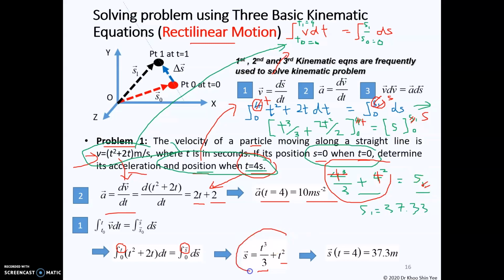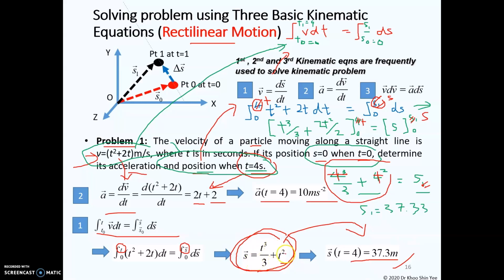This is very powerful because this equation is valid for all t. So by substituting t equal to 4, you obtain the displacement at t equal to 4, which is 37.3. Both approaches give you the same answer, but this approach is better because you can obtain the displacement function in terms of time.